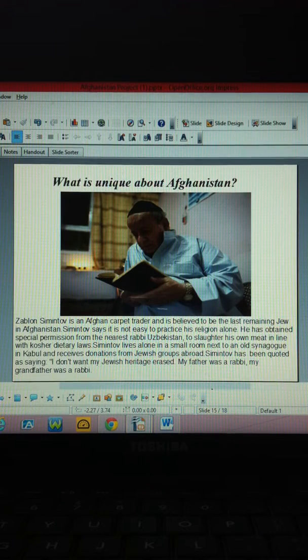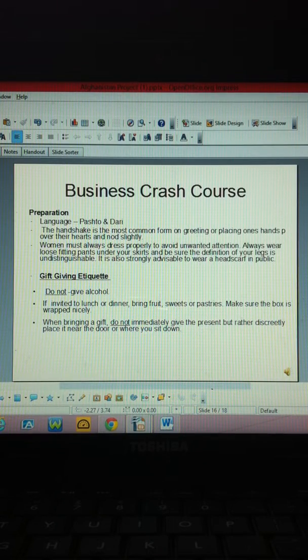So let's talk about a business crash course in Afghanistan. The languages are Pashto and Dari. The handshake is the most common form of greeting or placing one's hands over their hearts and slightly nodding. Women must always dress properly to avoid unwanted attention. Women should always wear loose-fitting pants under their skirts and be sure the definition of their legs are undistinguishable. It is also strongly advisable to wear a headscarf in public.